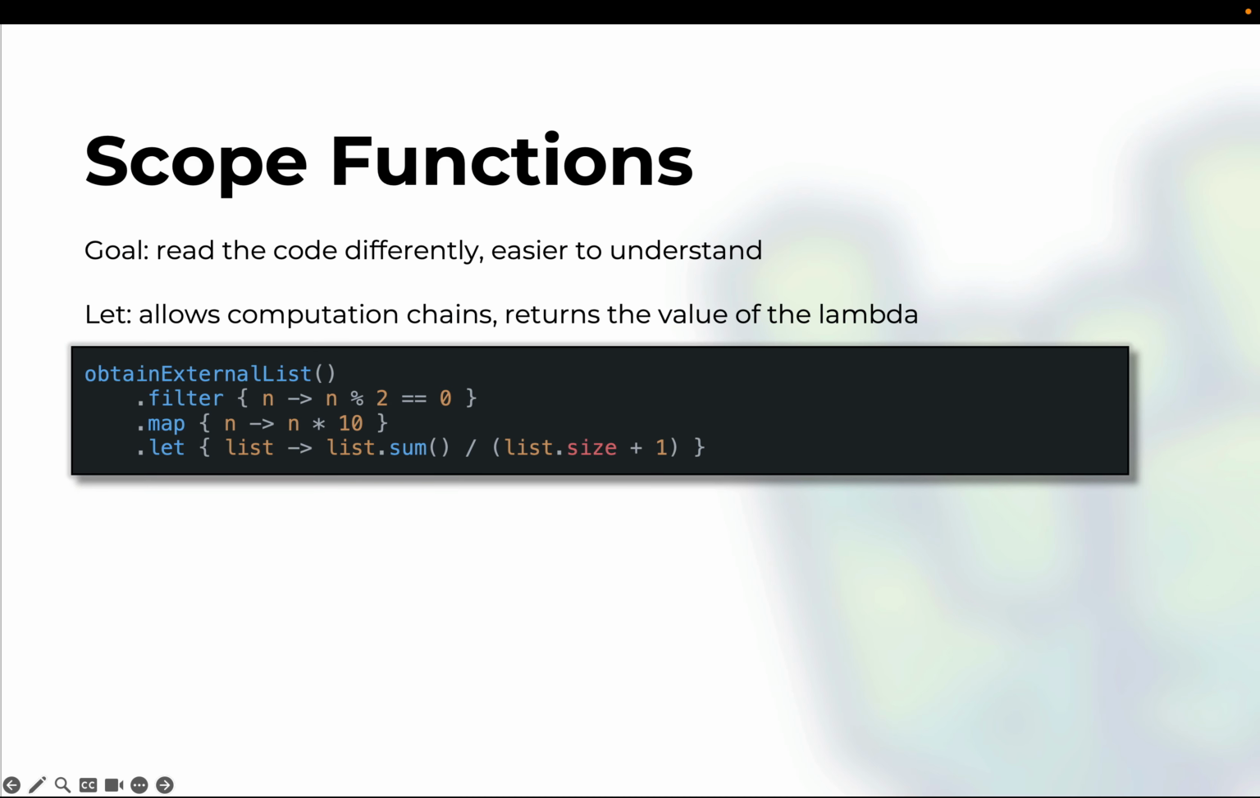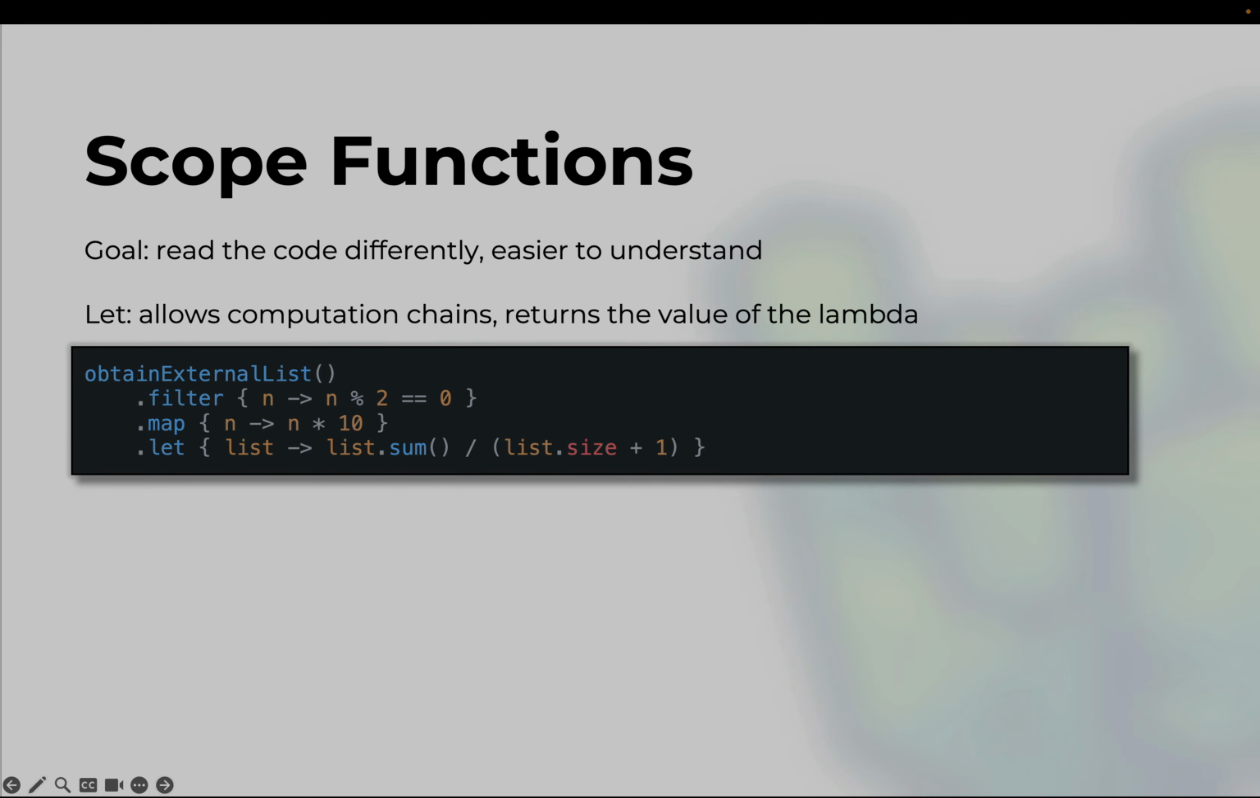So don't stress about all these scope functions. We're going to increasingly start using them as we become more advanced in the Kotlin language specifically, and especially for functional programming. So scope functions have the goal to read the code differently and make it easier to understand, not necessarily to grant us new capabilities, because there's nothing that we can do now that we couldn't do before. It's just that the code takes a different shape, and it helps us to understand and see the code in a different way. Starting with let.